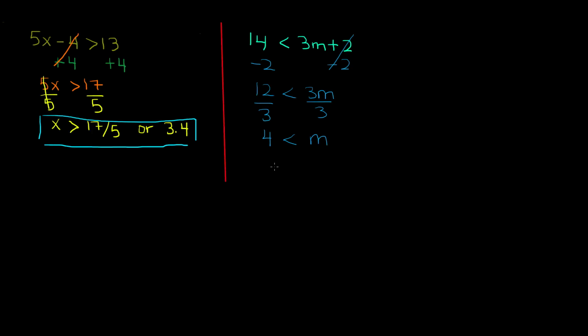Or if you want to write it reverse, it would be m is greater than 4, whichever way you want to keep it. And this is our solution. That means that the value of m can be anything greater than 4. Okay, now let's go ahead and do one last example. And that is going to be negative 4x is greater than or equal to 16.